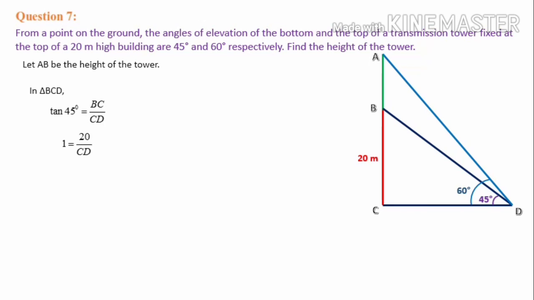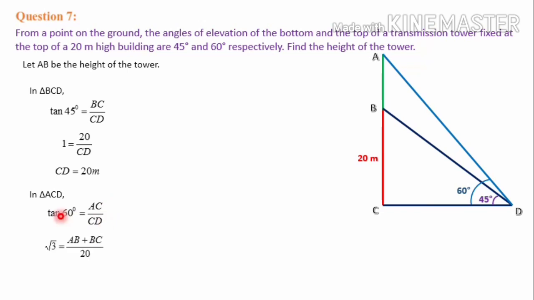Let's substitute the values. Tan 45 is 1, BC we have 20, CD is unknown, so let it be the same. So CD into 1 is CD is equal to 20 meter. We have calculated the length of CD. Then in triangle ACD, the bigger triangle, the angle is 60. With respect to 60, this is opposite, means AC is opposite, CD is adjacent. O by A relation, again tan 60 equal to AC by CD.